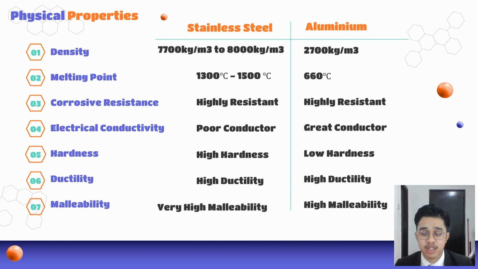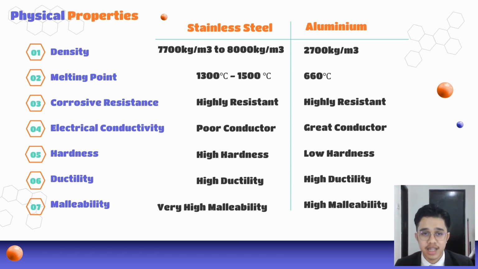For the electrical conductivity, stainless steel is considered a poor conductor because the chromium layer slows down the conductivity. The electrical conductivity ranges from 3% to 28% of copper. Aluminium, meanwhile, is a great conductor because aluminium is an excellent conductor of electricity with conductivity of approximately 60% of copper.